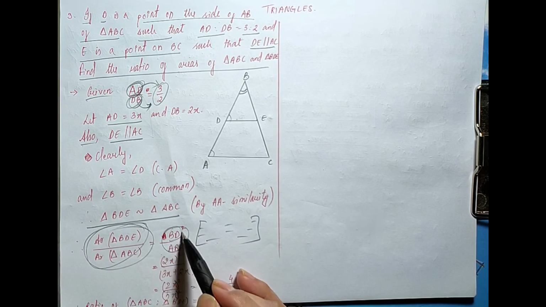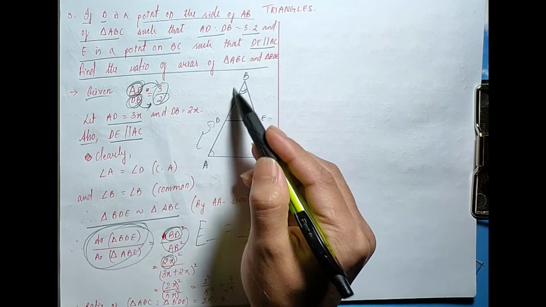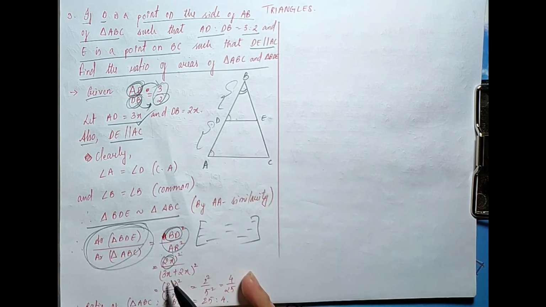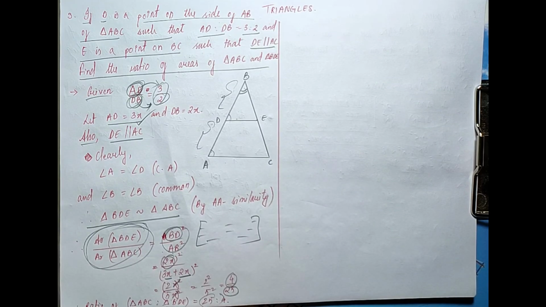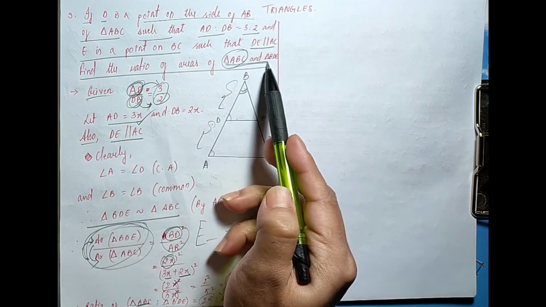So if you substitute this BD, from here it is 2x, and AB is nothing but this plus this. So AD is 3x and BD is 2x, so 3x plus 2x, which is nothing but 5x. So x square and x square will get cancelled. 2 square is 4, 5 square is 25. So the ratio of the areas of triangle ABC to BDE is 25/4. Since in the question this is given first, so we'll write ABC first. You can do this whole question with this on top and this at the bottom, just to satisfy the question.